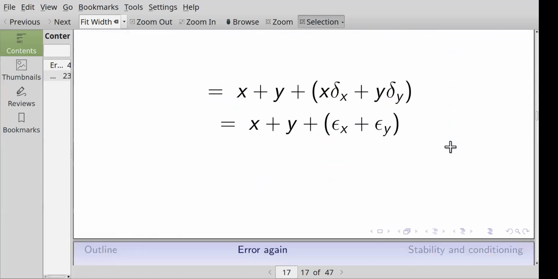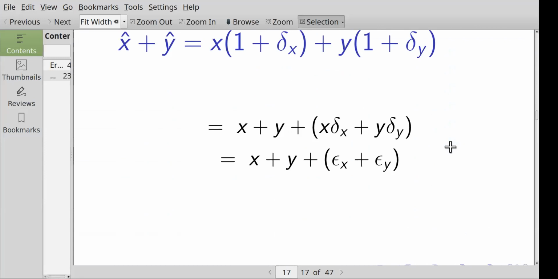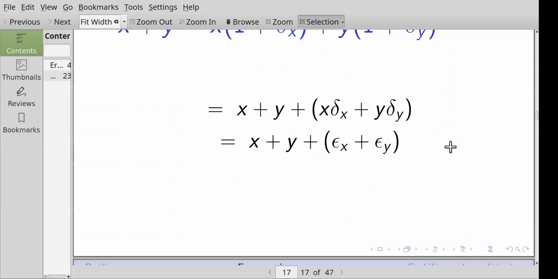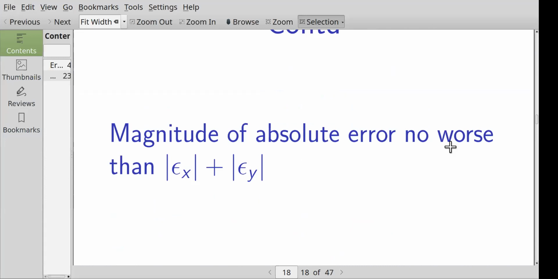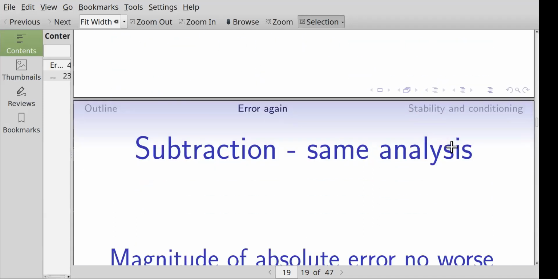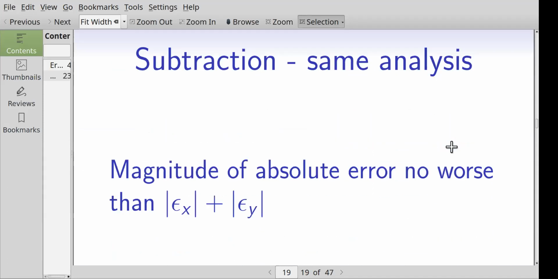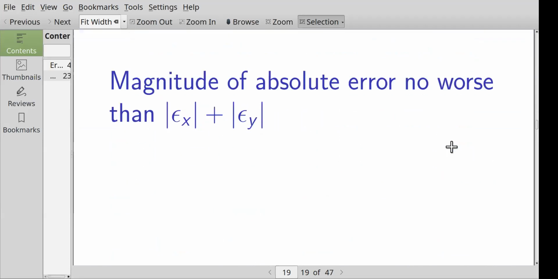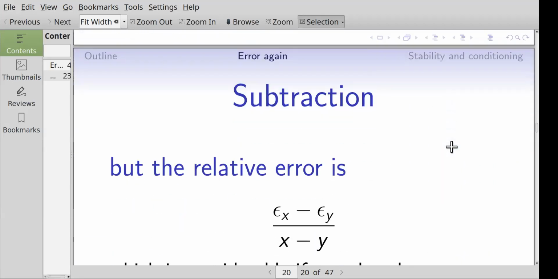When we do addition, we found that the absolute errors add together. So things are not going to get worse than the absolute error on x plus the absolute error on y. Subtraction gives you the same result. For the absolute errors.